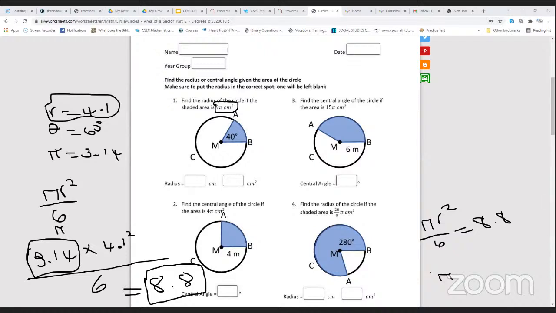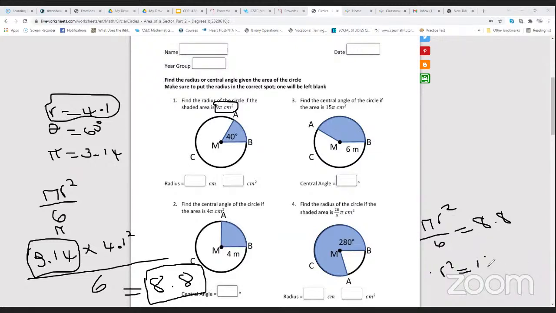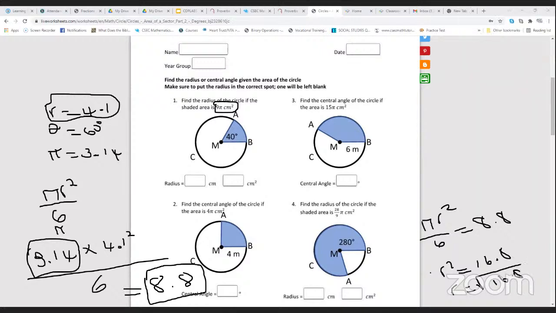So where do we put them? R squared. So this is where algebra comes in now. R squared is equal to how much? 16.815. So call it 16.8. So to find r, you will find the square root of 16.8. Do that for me, please.